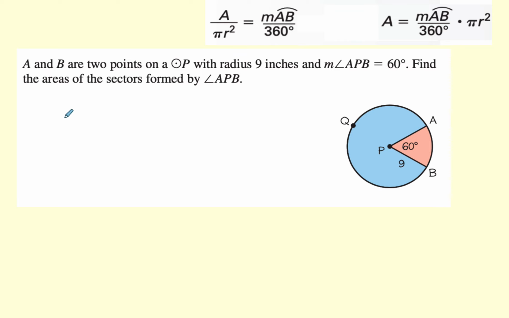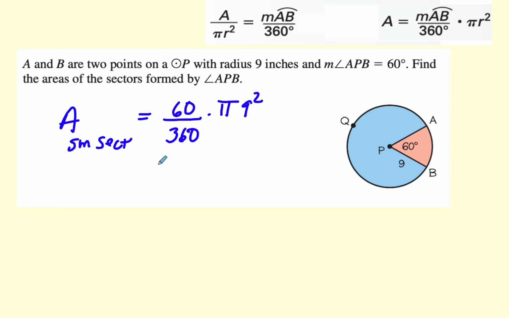Okay, so I want to figure out the area of the small sector, and I'm going to use this isolated form. So this is area 60. This is the fractional part of the circle. I want only 1/6 of the whole area, and then I write pi, and then 9 squared. Now this reduces to 1/6 times, and this is going to be 81 pi. I'm going to put it over 1, so you realize this is the numerator.